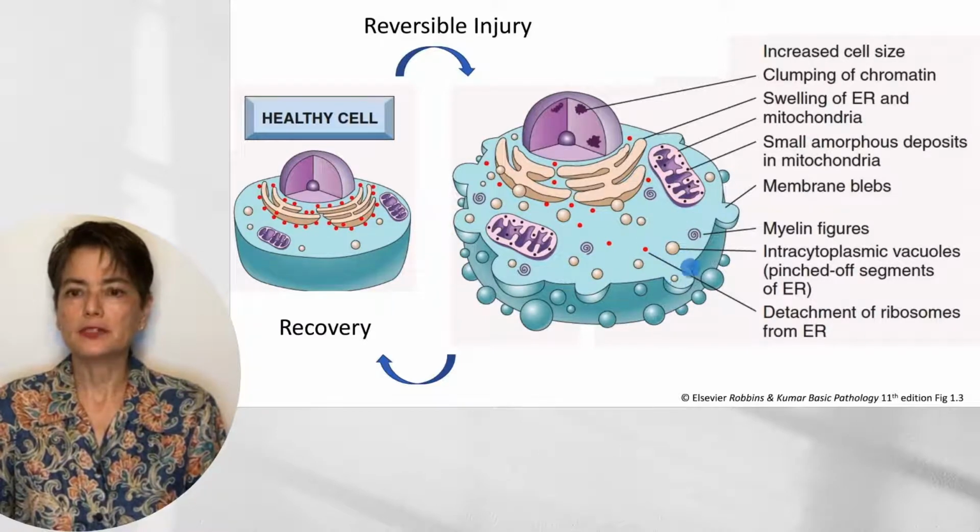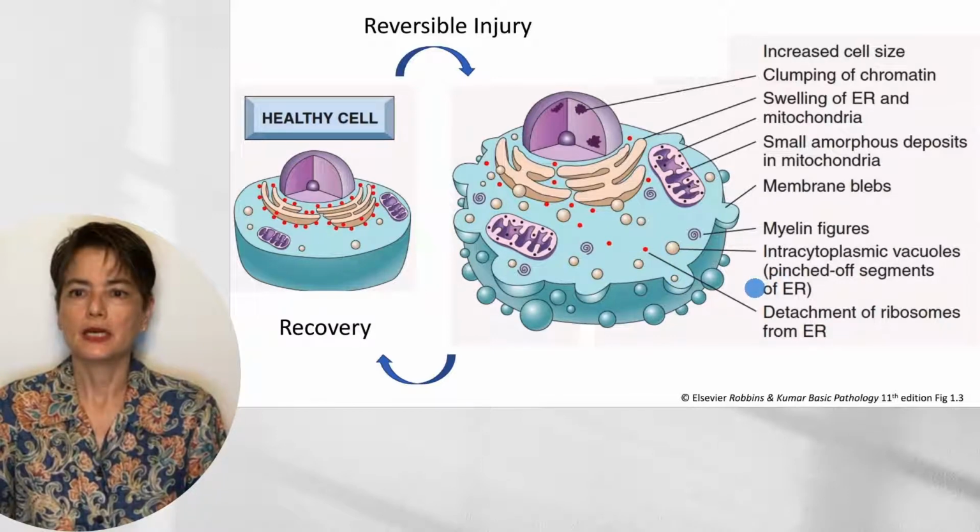We can sometimes see an almost vacuolated appearance of the cell due to these intracytoplasmic vacuoles, and then obviously through ultrastructural examination, detachment of ribosomes from the endoplasmic reticulum.